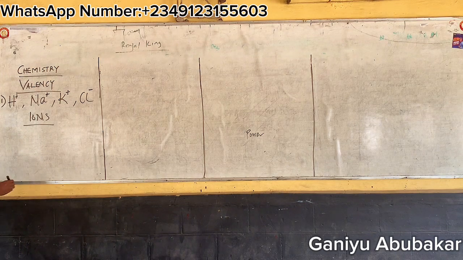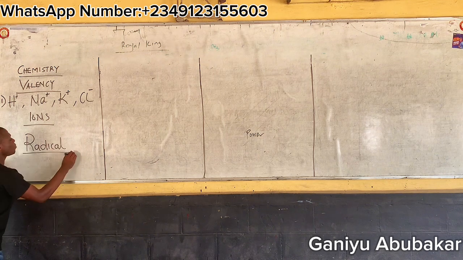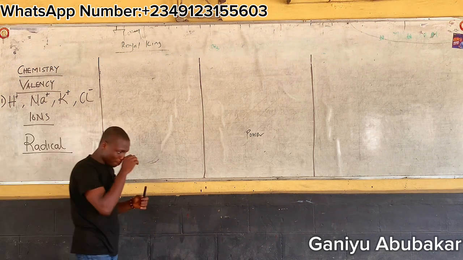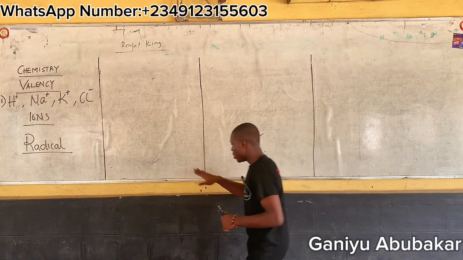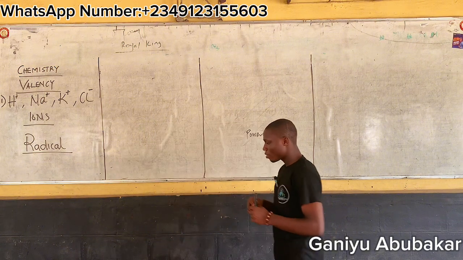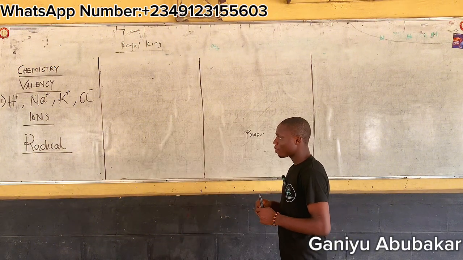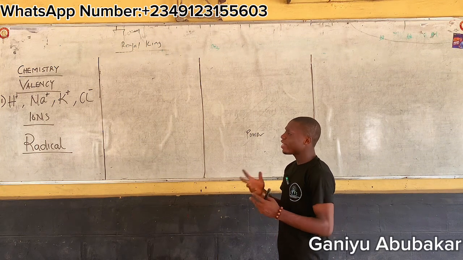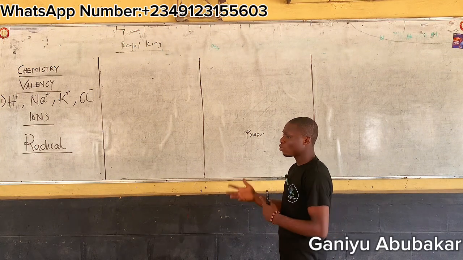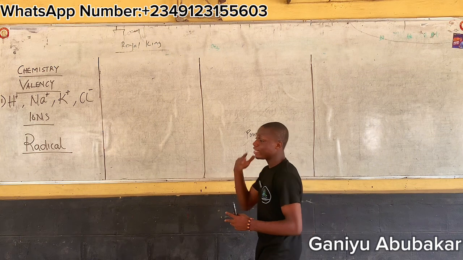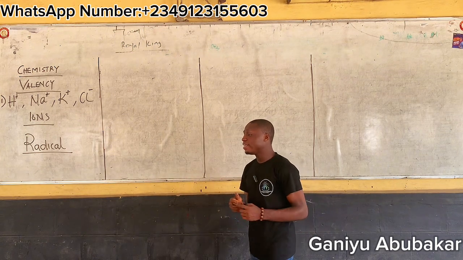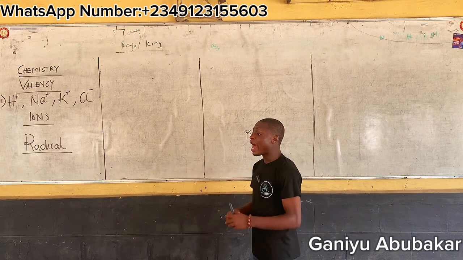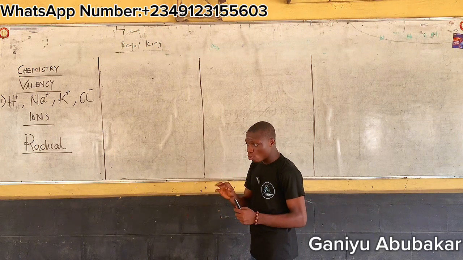Let's look at the concept of radical. Put down: radical can be defined as a group of atoms that act as a single unit. Radical is simply a group of atoms that act as a single unit.